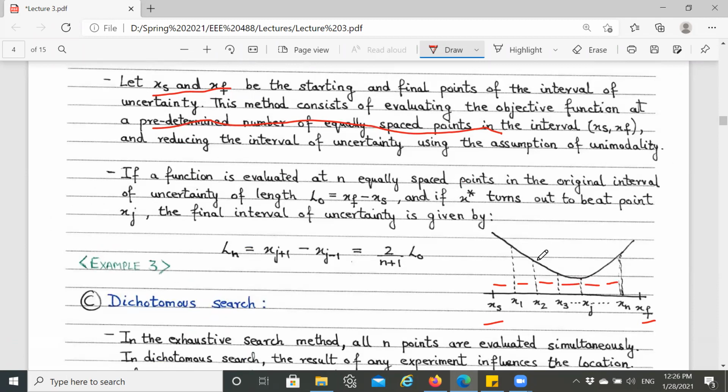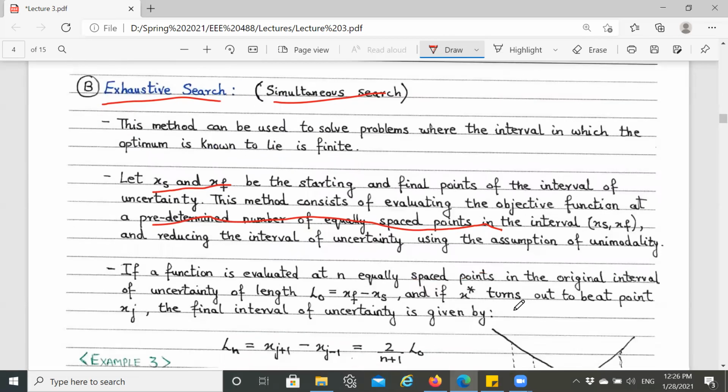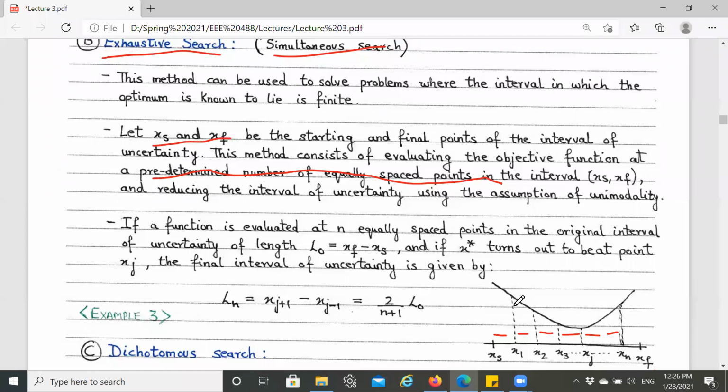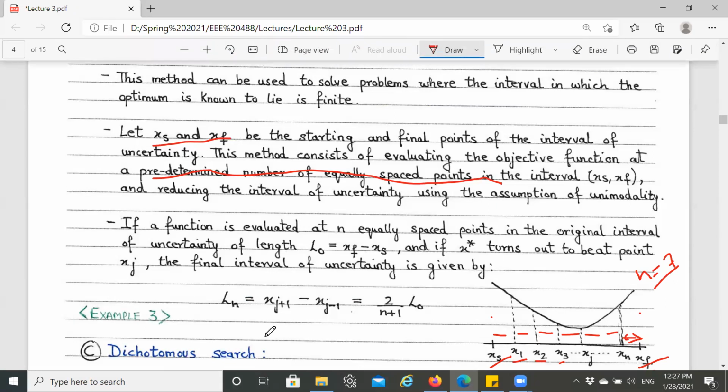So in advance, I tell you, okay, use, for example, exhaustive or simultaneous search to find an interval for some given unimodal function f of x within xs and xf, and n is equal to, say, 7. So basically what you have to do is divide this given interval from xs to xf into 7 points, and therefore you will have 8 smaller intervals within this large interval. Okay, so n is equal to 7 means you have to write x1, x2, x3 till x7. So divide this, and the length of this interval would obviously be xf minus xs, right? This point minus this point would give you the length, which is denoted by L naught, L0.